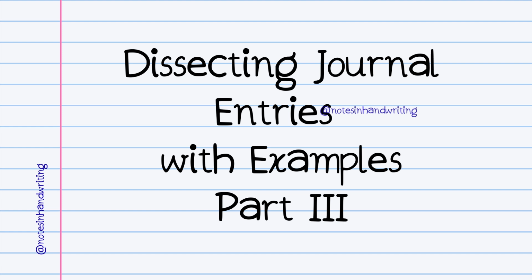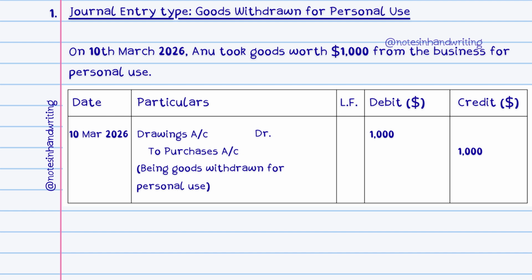Dissecting journal entries using example, part 3. Our first journal entry type is goods withdrawn for personal use. On 10th March, goods worth $1,000 were withdrawn from the business. Following is the journal entry. Accounts involved in this transaction are drawings account and purchases account.